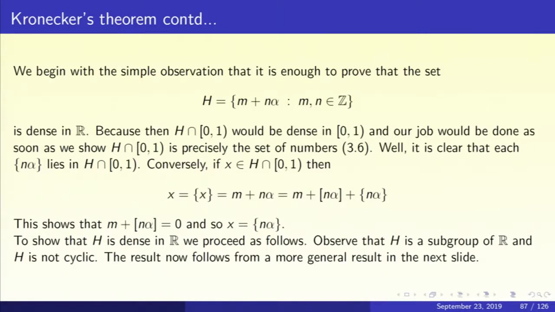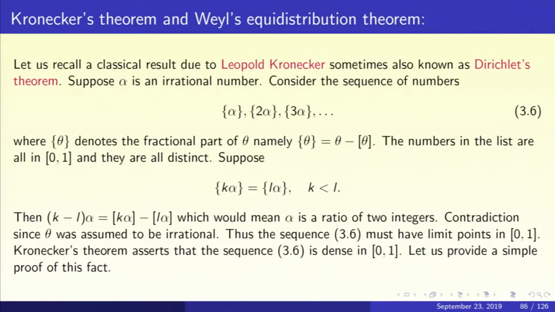Now suppose we prove that this set H is dense in R, then H intersect the interval 0, 1 would be dense in 0, 1 and our job would be done. And the intersection of H with the interval 0, 1 is precisely the number that you see in equation 3.6. The set H intersect 0, 1 is precisely the set of numbers that you see in 3.6.